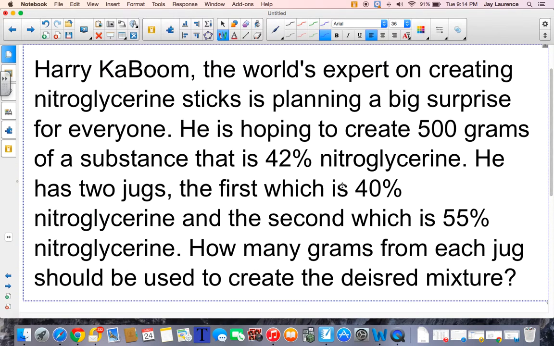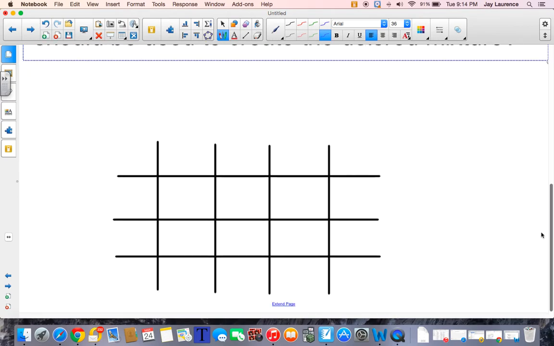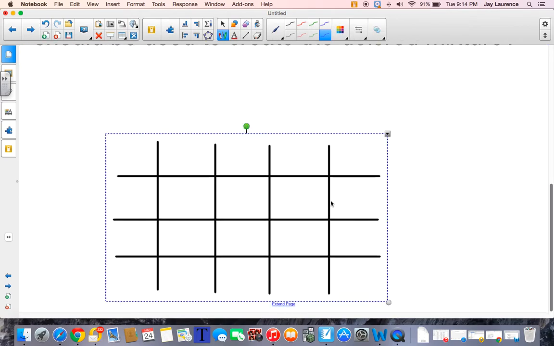Now, my gut tells me that we're going to need a much larger number of the first jug, which is 40%, because 42 is closer to 40 than it is to 55. If this percentage that we're trying to create was smack in the middle, we'd need an equal amount. It'd be 250 grams and 250 grams. I'm going to guess that this one is going to be over 400 grams. Now, I don't know the answer. I'm actually going to do the algebra, but I'm just trying to show you how I think about this.